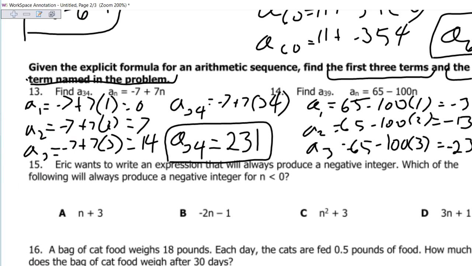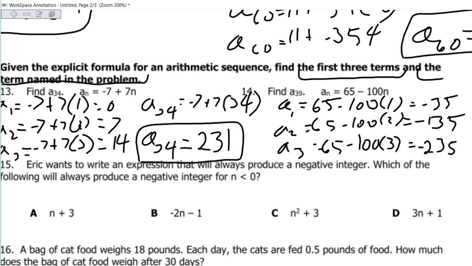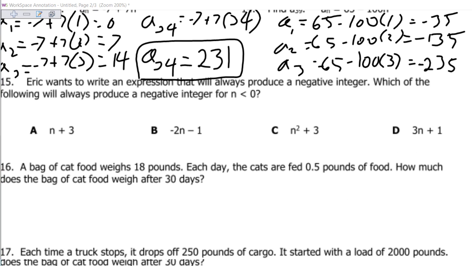Alright, now, next up, we've got this Eric kid. Okay, he wants to write an expression that will always, no matter what, always produce a negative integer. Which of the following will always, the key word in this is always, produce a negative integer, okay? If it always produces a negative integer, then that means that there is no possibility, no way, no matter what number you pick, it will produce a non-negative number, okay? So, let's see if we can disprove a few of these in order to make something stand out for us.